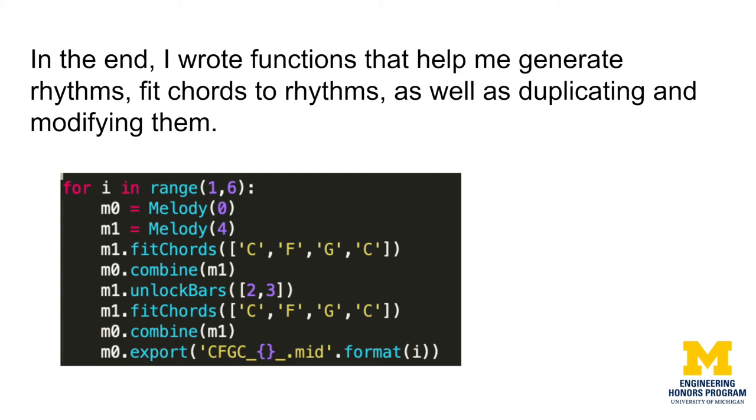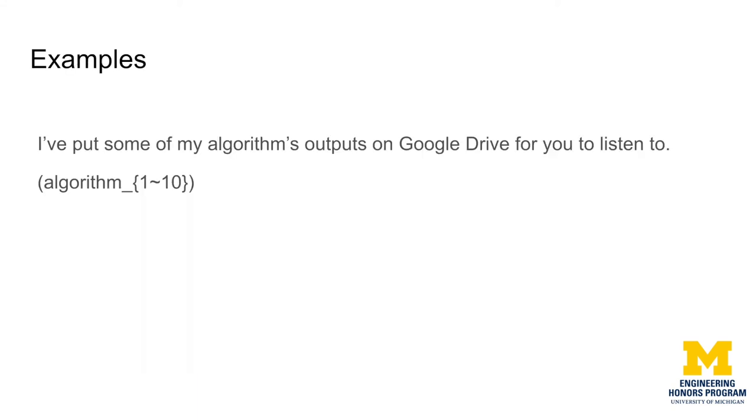Here's a screenshot of my code, where I created an 8-bar melody fitted to the chord progression of C, F, G, C. It still sounded unnatural when compared to real pop songs, but at least it was able to follow a chord progression and have repetition. I've put 10 of my algorithm's output on Google Drive for you to listen to.